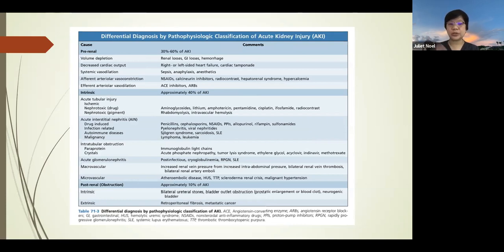So most antibiotics can probably cause acute interstitial nephritis in patients. Infection-related causes can also cause interstitial nephritis, as can autoimmune diseases and malignancy. Then tubular obstruction, like from crystals, an acute increase of crystals, as in tumor lysis syndrome or the abuse of ethylene glycol.